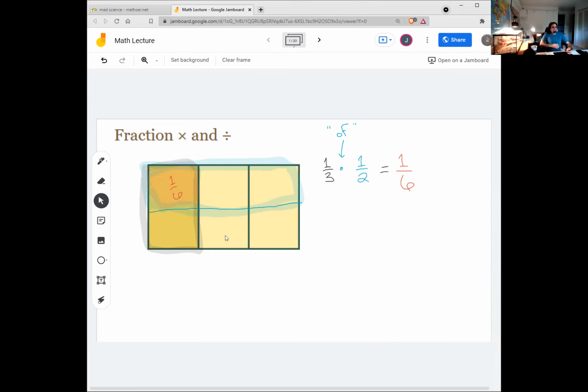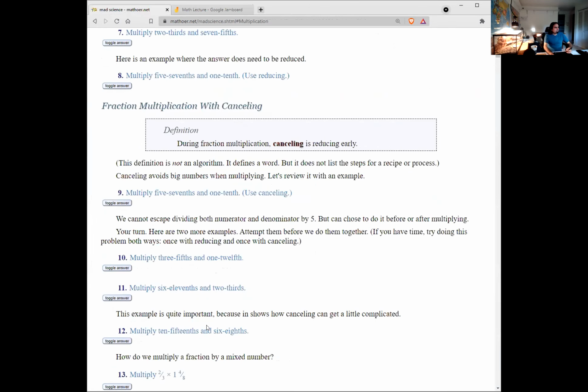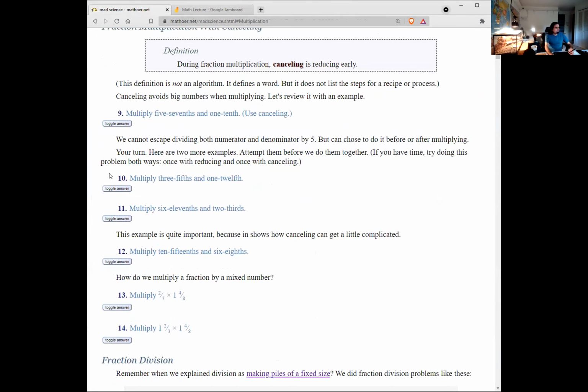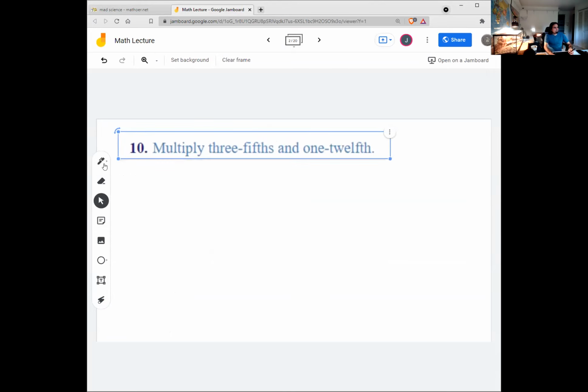Okay, so that's step 1. That's why fraction multiplying works. How come we can go across the top and across the bottom separately and just multiply? The next step is to talk about reducing. So let's multiply 3/5 and 1/12.